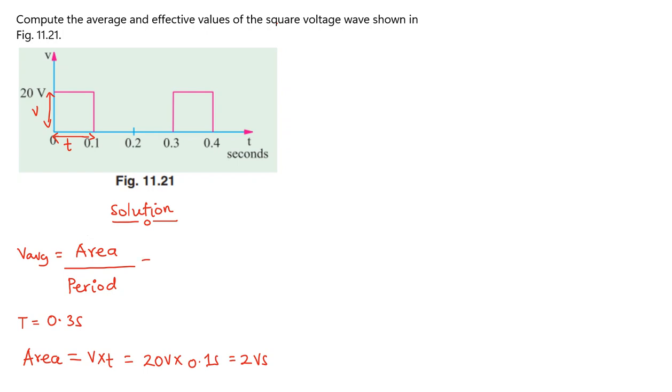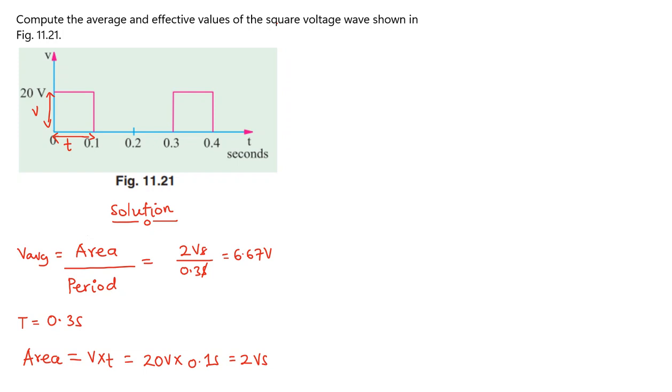So the average voltage will be 2 volt-seconds divided by the period, which is 0.3 seconds. The seconds will cancel out, and at the end we are going to have 2 divided by 0.3. That will give us a value of 6.67 volts, which will be the average voltage for this square waveform.